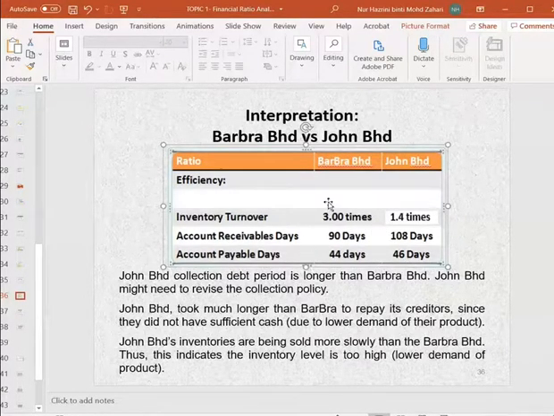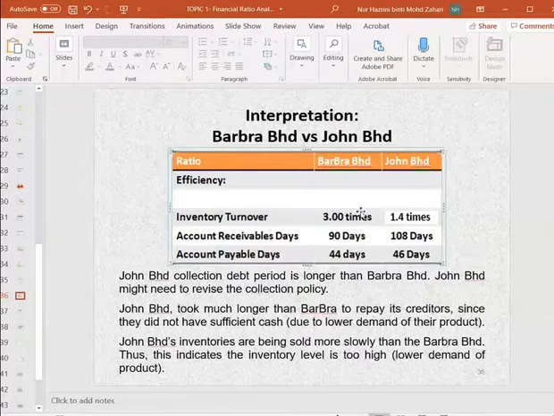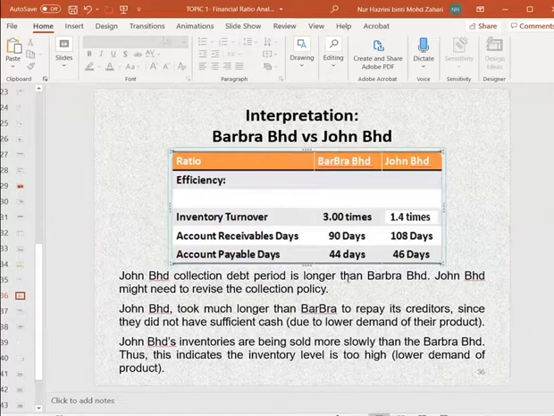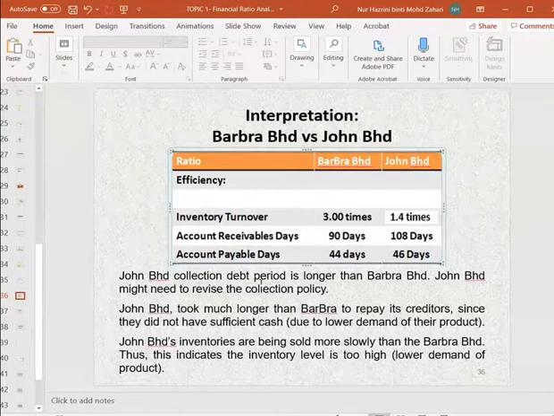So in this part, for the efficiency ratio, we can say that Barbara is doing better. John Berhad's collection of debt period is longer than Barbara's. John Berhad might need to revise the collection policy.